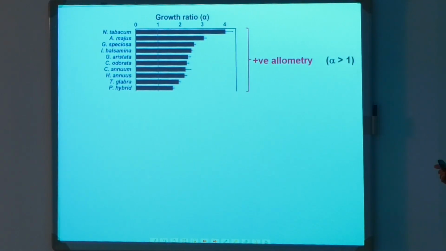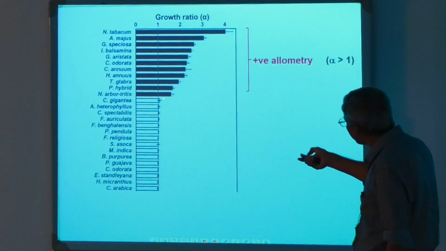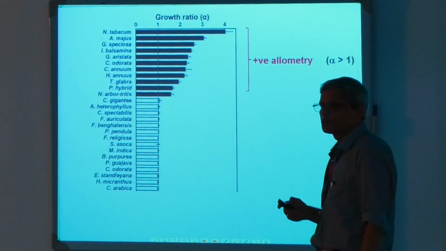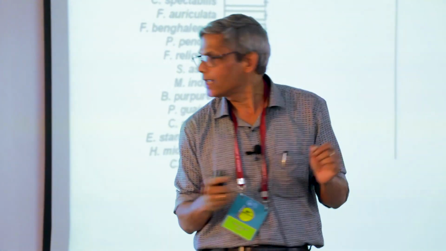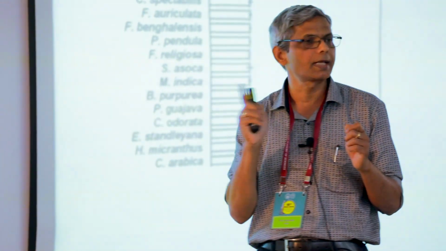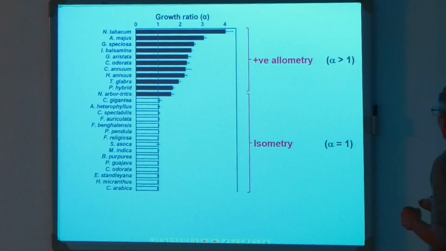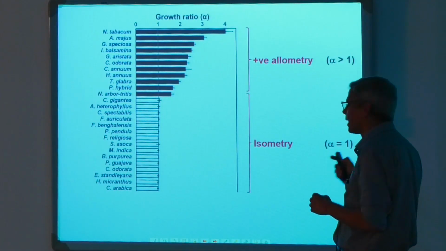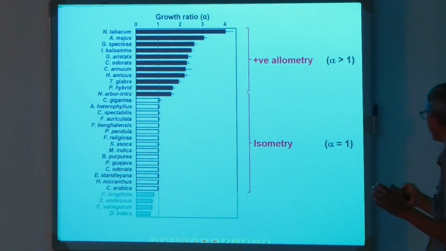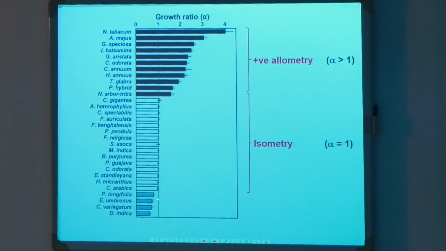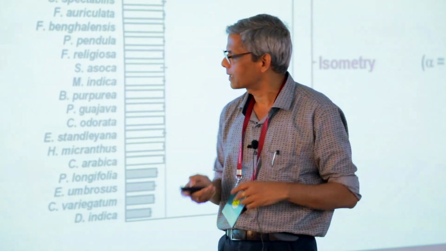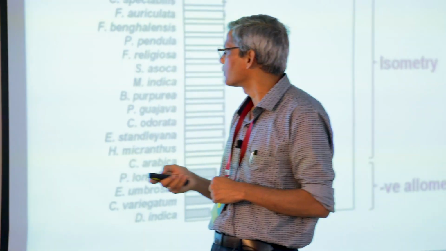So this is positive allometry, which was known. We also found that many of the species produce leaves which grow with an alpha value which is statistically 1, not more, not less, which essentially tells you that this actually grows with isometry and the alpha value is 1. But there are some species where the alpha value is less than 1 and statistically it is significant, and this we call negative allometry.